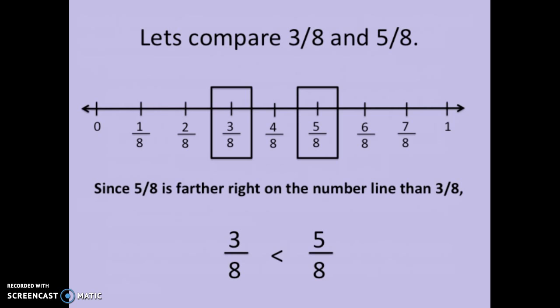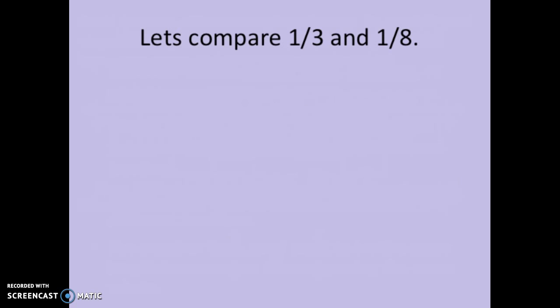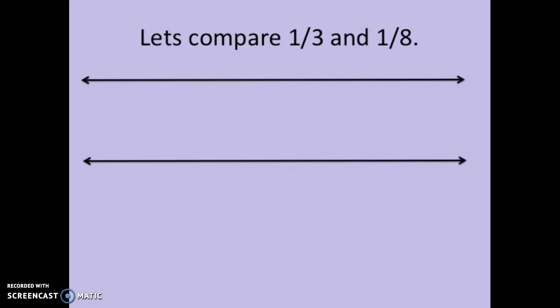Let's try another one. Let's compare 1/3 and 1/8. Now both of these fractions have different denominators, so now I'm going to draw two of the same length number lines. They have to be equal because we need to be talking about the same whole. Both fractions are less than one whole, so I'm going to use the wholes 0 and 1 to place my fractions on. I'm going to take the first number line and break it into 3 equal parts because the denominator of 1/3 is 3.